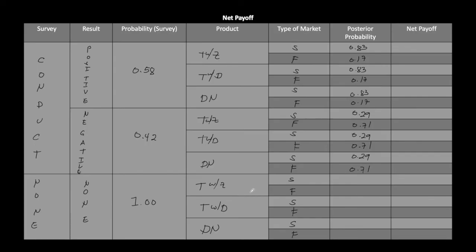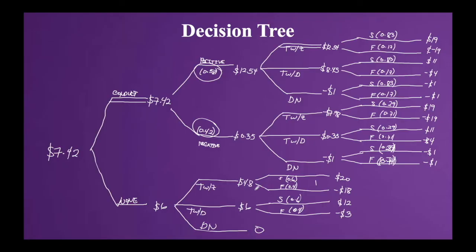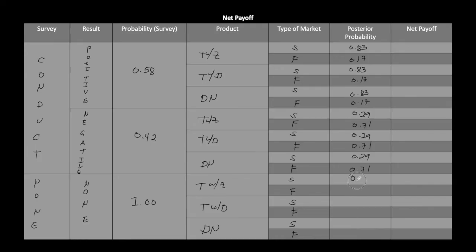Now, for the none, wala tayong gagawin, walang survey, that is 0.6 and 0.4. So, let's go sa ating table. 0.6, 0.6, 0.4, 0.6, 0.4, 0.6, and 0.4.